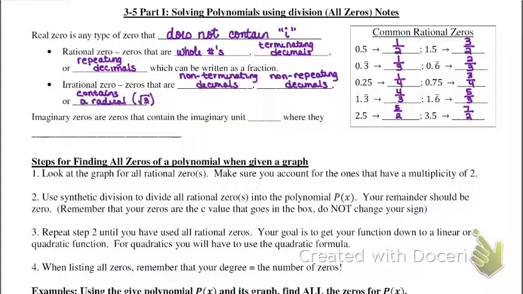So imaginary zeros are zeros that contain the imaginary unit i, where they do not touch the x-axis. That is why we call them imaginary, because I cannot see them. But they are there.